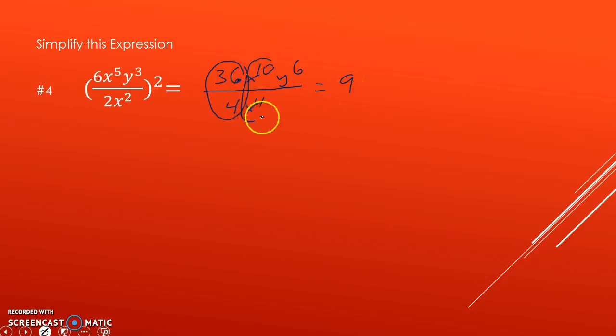X to the 10th over x to the 4th. I'm going to subtract those exponents. That's x to the 6th. And then y to the 6th. So this simplifies to 9x to the 6th, y to the 6th.